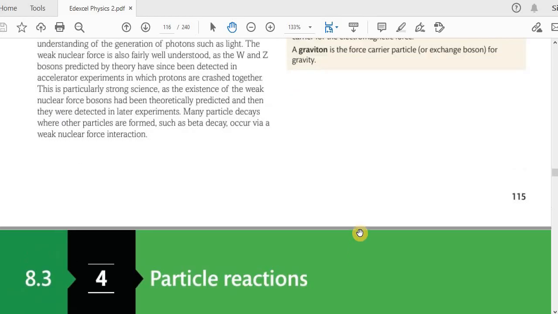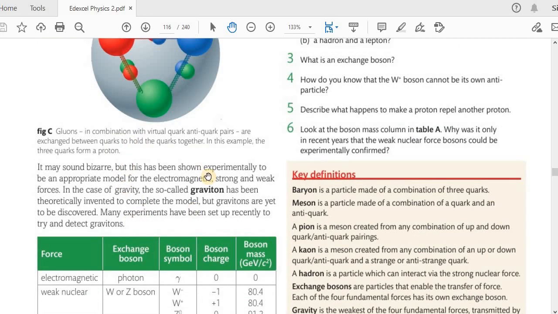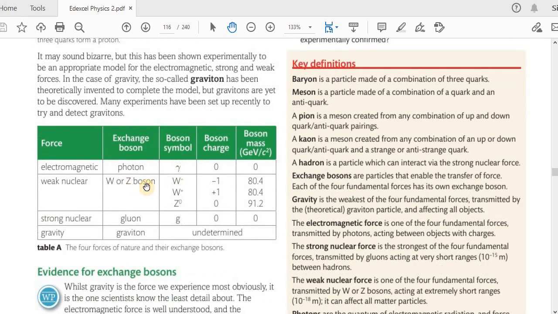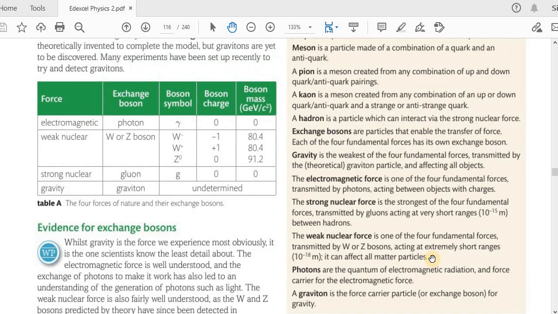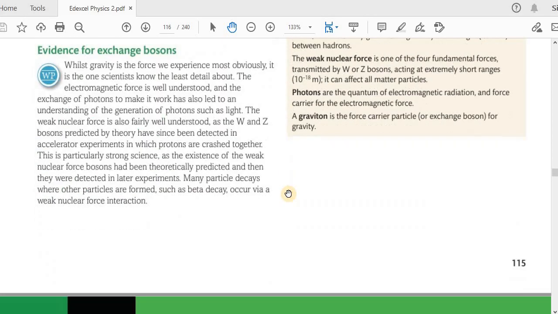Alright, so we have come to the end of this lesson. Make sure you answer all these questions and check the answers at the back of the book. If you feel you need more information, go through this part again about the bosons. The graviton is the force carrier particle or exchange boson for gravity. For more details you can go through that, and I think you will have a better understanding.